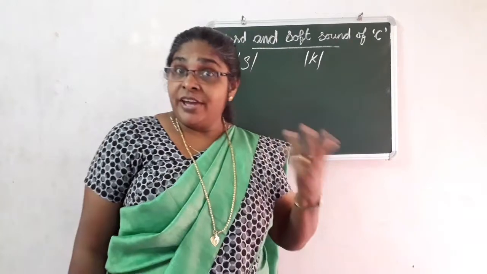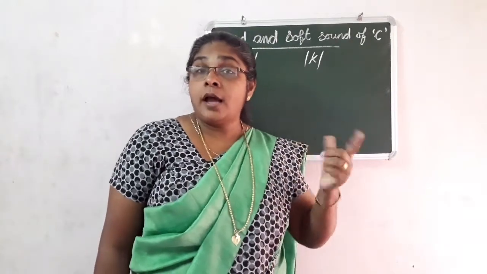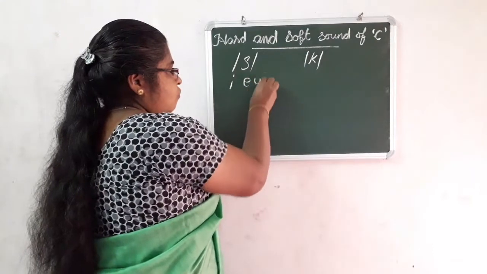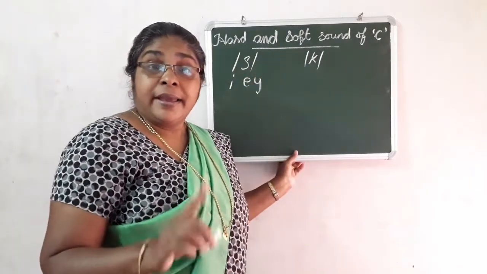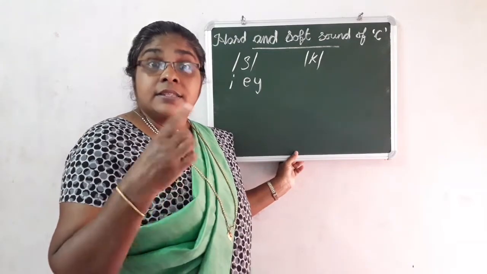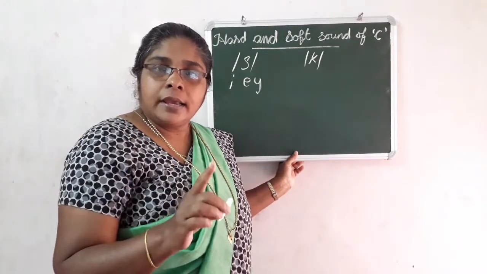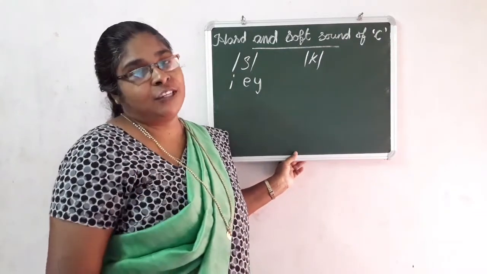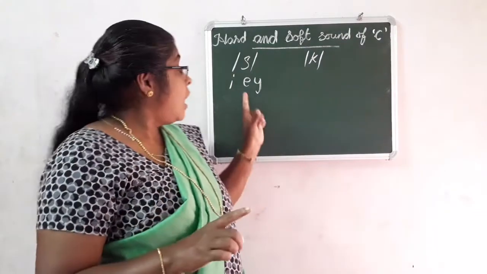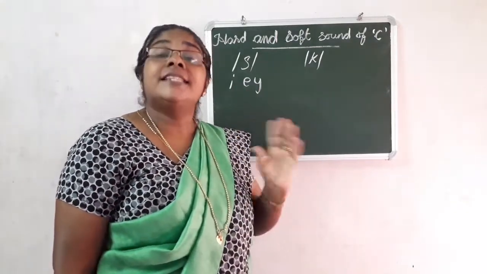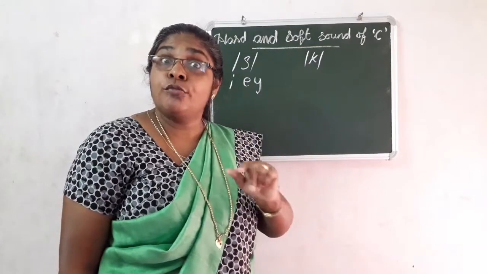Okay, ready? Whenever C is followed by I, E, Y, it makes a soft sound. C കഴിഞ്ഞ് I, E, Y എന്നീ ലെറ്റേഴ്സ് വന്നാൽ സിയുടെ സൗണ്ട് സോഫ്റ്റ് ആവുന്നു.